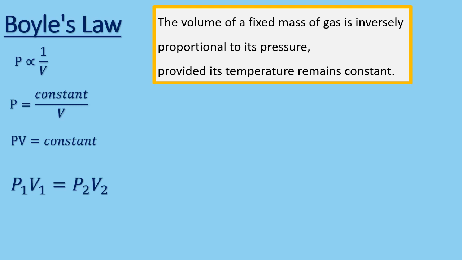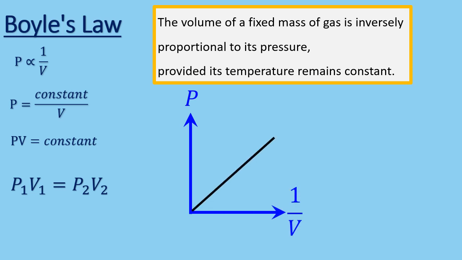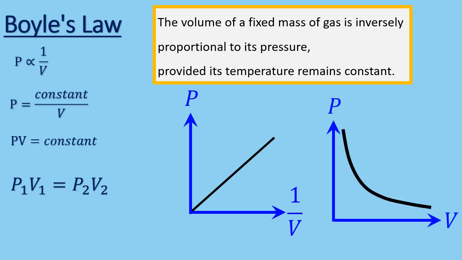calculations. In fact, given that pressure is inversely proportional to volume, Boyle's law can be graphically expressed by plotting pressure versus 1 divided by the volume, which should result in a line that begins at the origin. But if you plot the pressure of the gas against the volume of the gas, you get a curve that looks like this. Let's put that rule into practice by working through some examples.